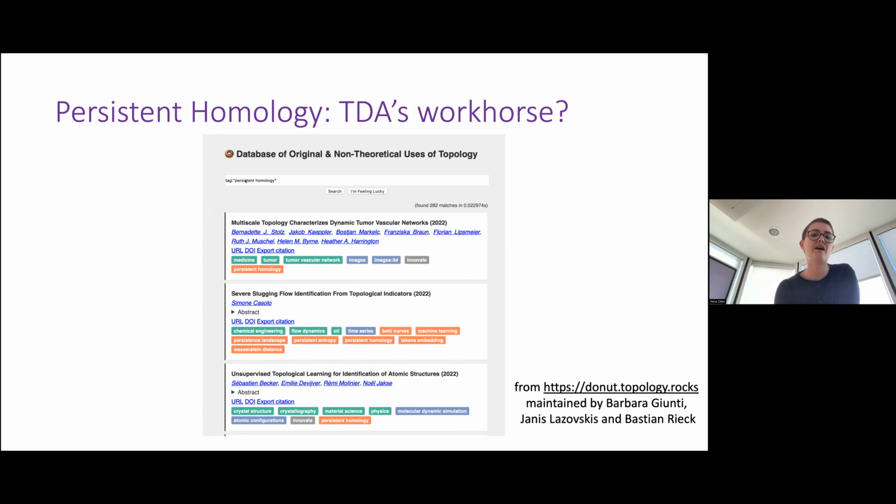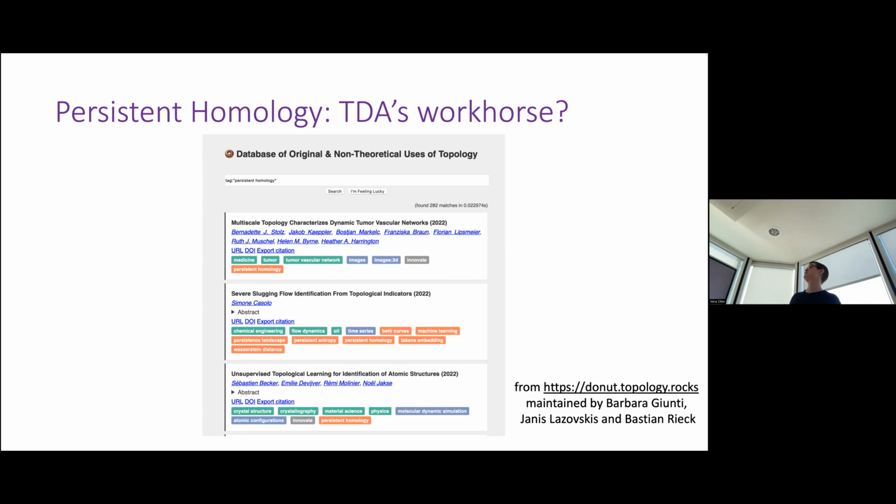For example, here with the tag persistent homology, you see there are 282 matches of different papers on applications of persistent homology. One can also, for example, use the tag machine learning or look for a specific author and so on. And these are actually only the papers that have been submitted to this database. So if you didn't know about it, I really suggest it because it's being maintained and updated constantly. And you can even submit papers to be included in the database.